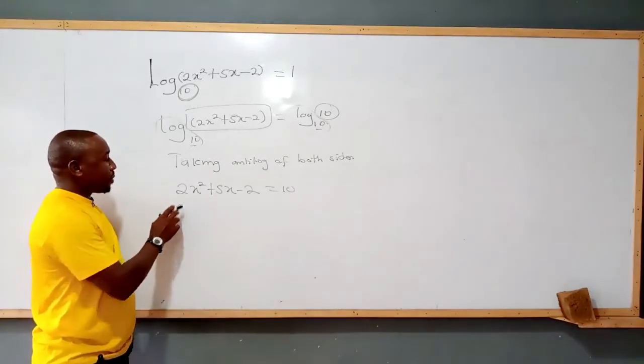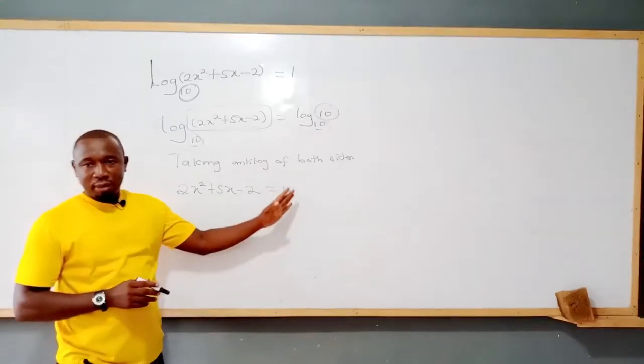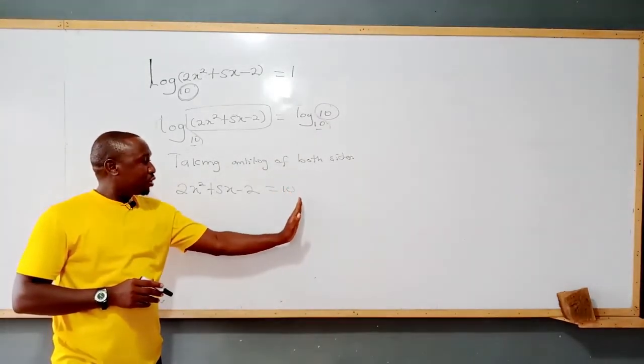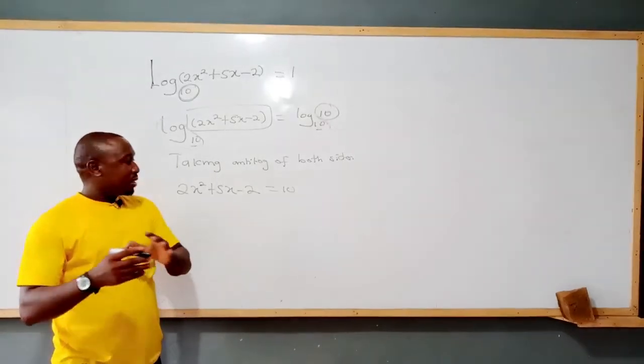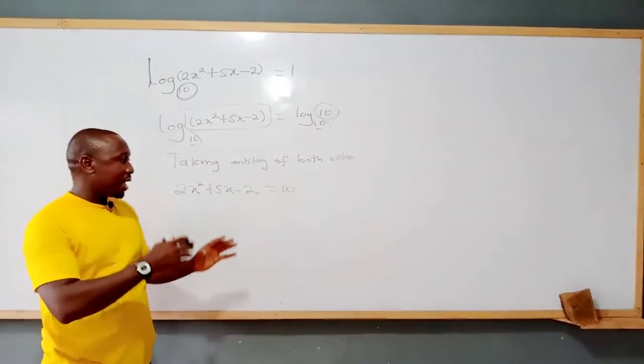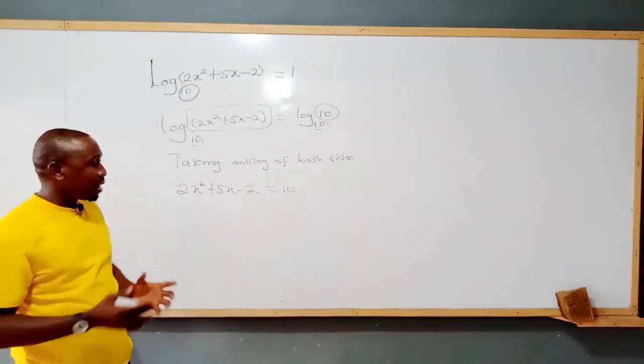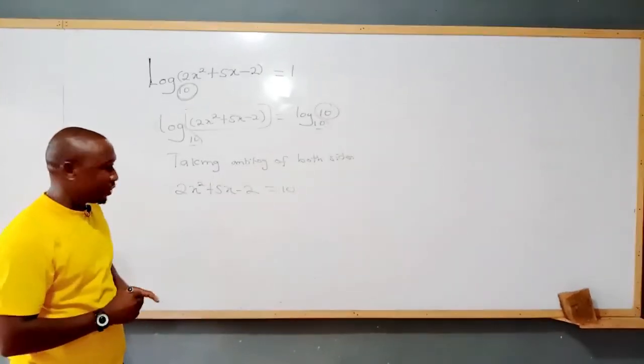We have 2x squared plus 5x minus 2 is equal to 10. We have to make sure that we send all the terms to one side and then equate the right hand side to 0. And that will give us a complete quadratic equation.